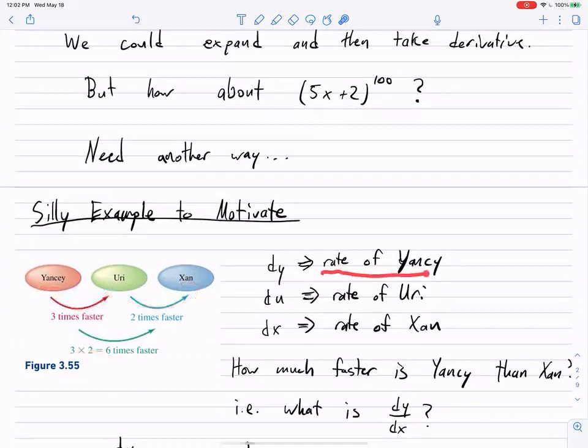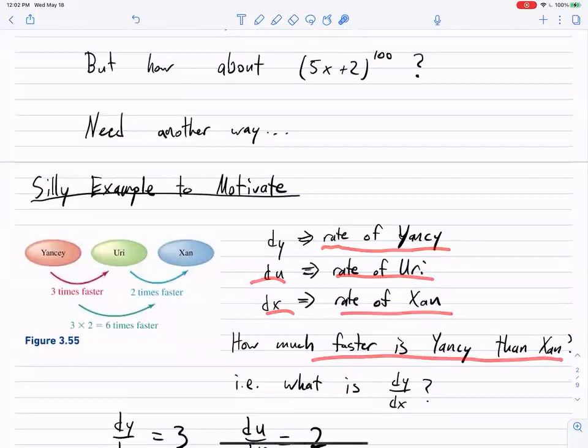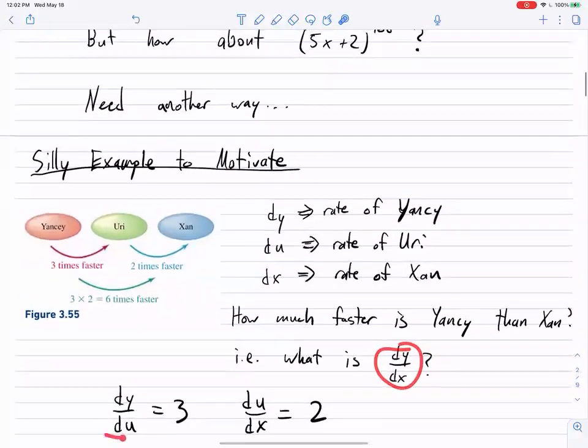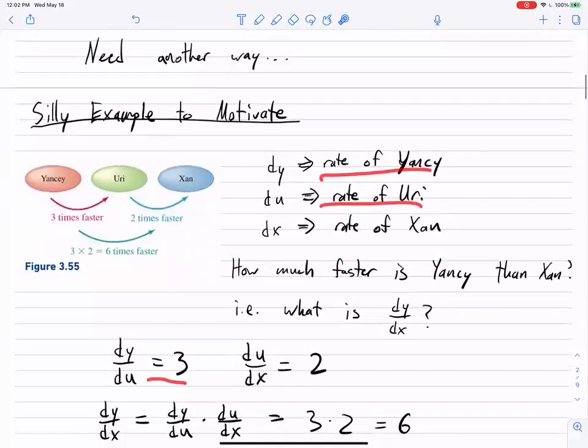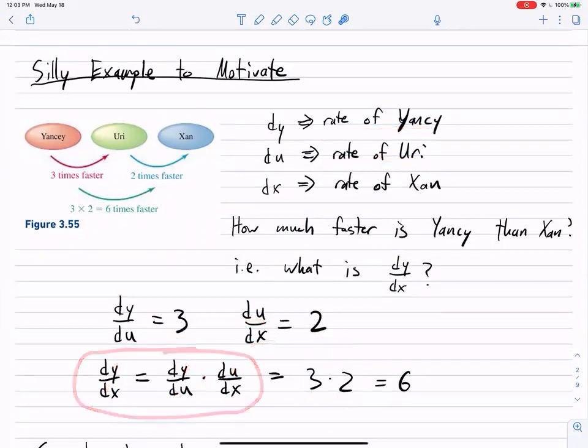And so if we let dy be the rate of Yancey, du be the rate of Yuri, and dx be the rate of Jan, how much faster is Yancey than Jan? I.e., what is the ratio of the rate of Yancey to the rate of Jan? So dy over dx. Well, dy over du, the rate of Yancey over the rate of Yuri, is 3, and the rate of Yuri over the rate of Jan, du over dx, is 2. And so dy dx is dy du times du dx, which is 3 times 2, which is 6. And so this right here, that is the chain rule.